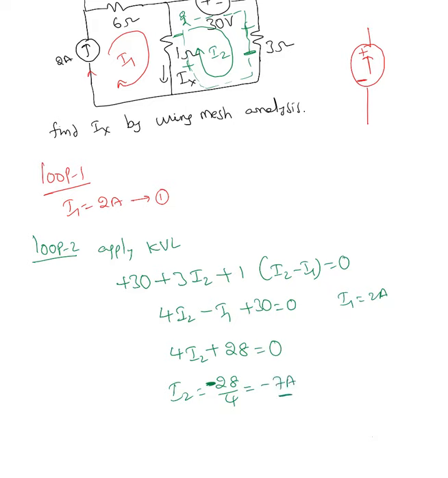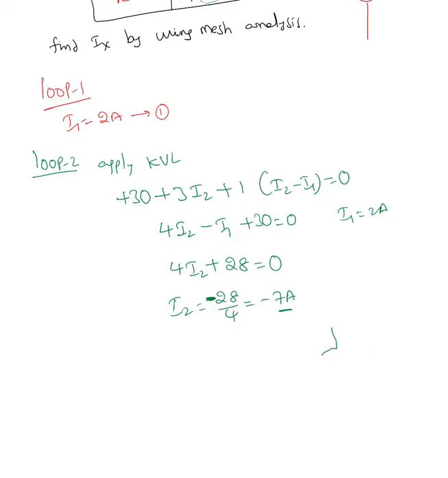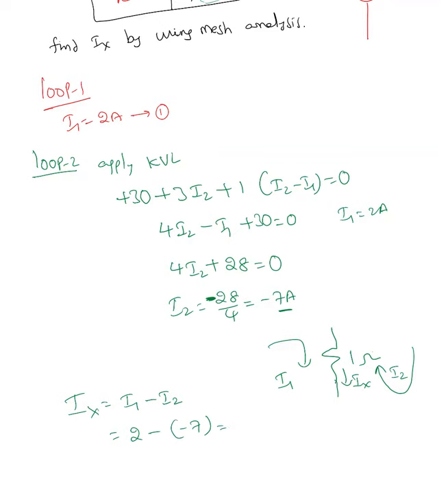But our goal is finding Ix. As long as I know I1 and I2, I can find Ix. So here is 1 ohm. I'm saying Ix is flowing in this toward down, and I'm saying I1 is coming down and I2 is going up. So can I say Ix is nothing but I1 minus I2? I1 equal to 2 ampere, I2 is minus 7 ampere. So Ix equal to basically 9 amperes. So I don't even need to write the third loop equation. Without the third loop equation, I can find Ix.